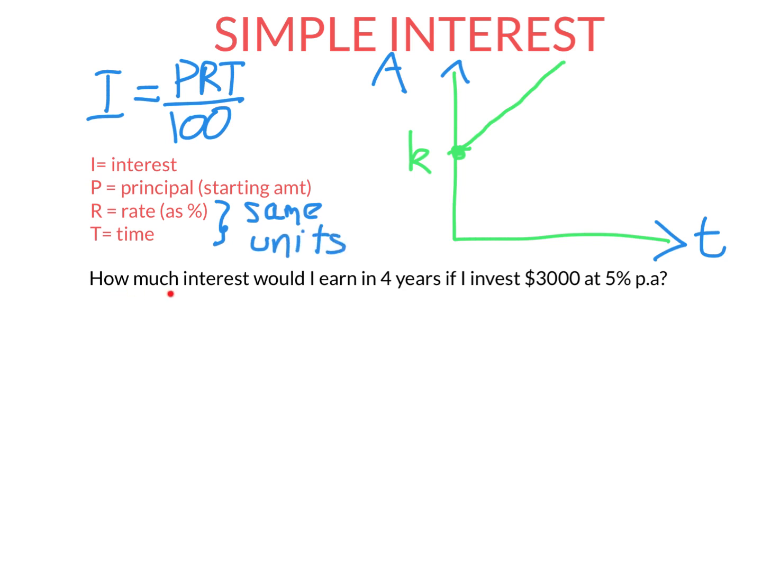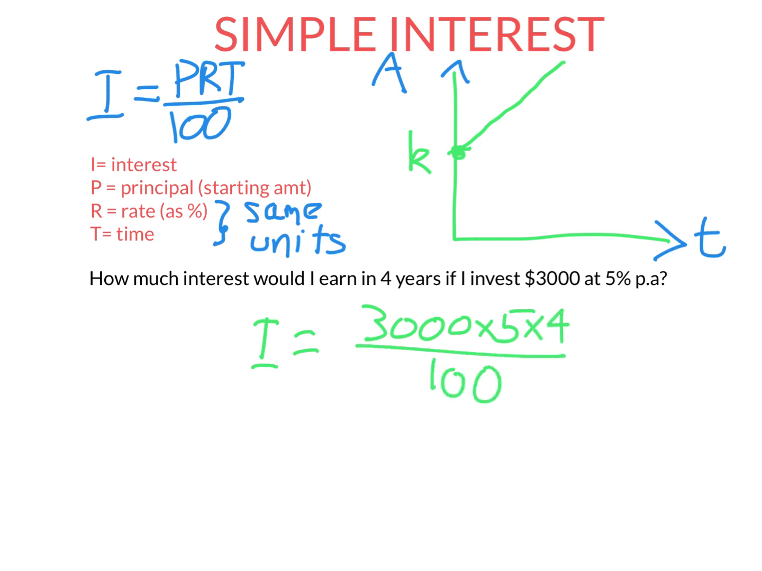So let's look at an example. How much interest would I earn in 4 years if I invest $3,000 at 5% per annum? Well, here R is per annum, which means per year, so it's in the same units as T. So we can simply use the formula above. It says interest equals principal, which is what you started with, times rate times time over 100. So if you put that in your calculator, what you get is just $600.